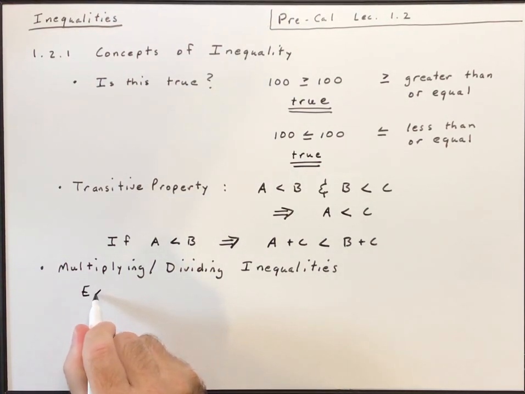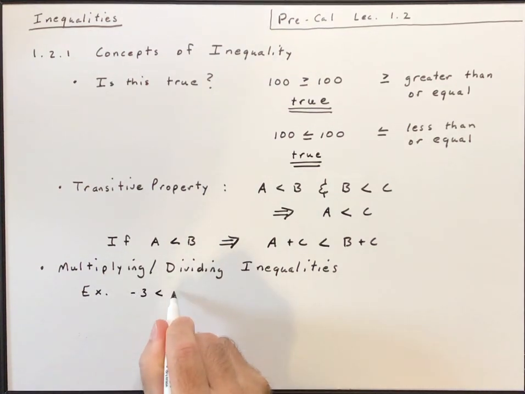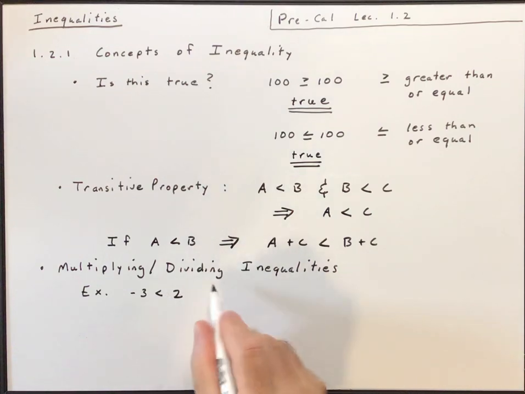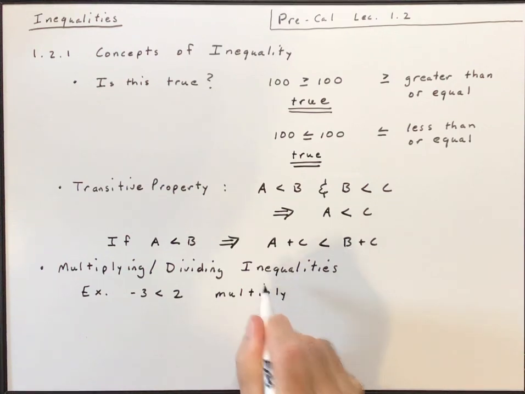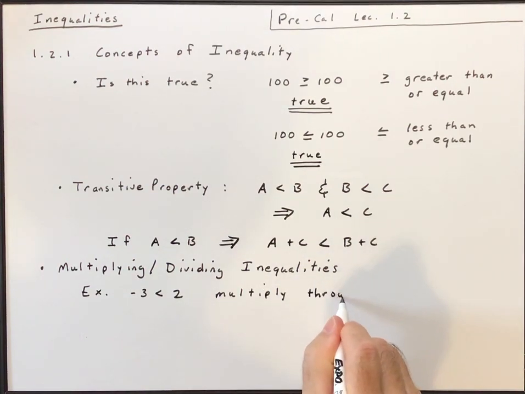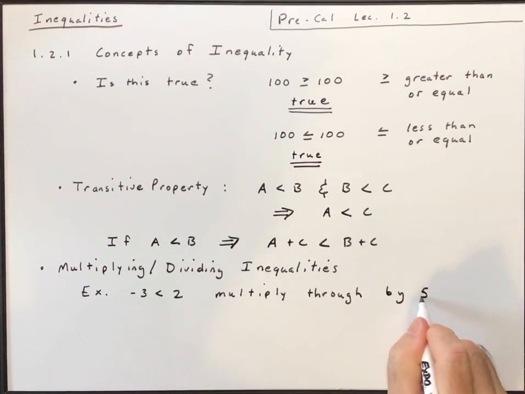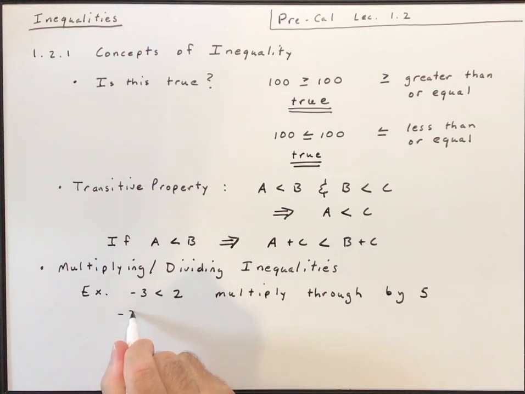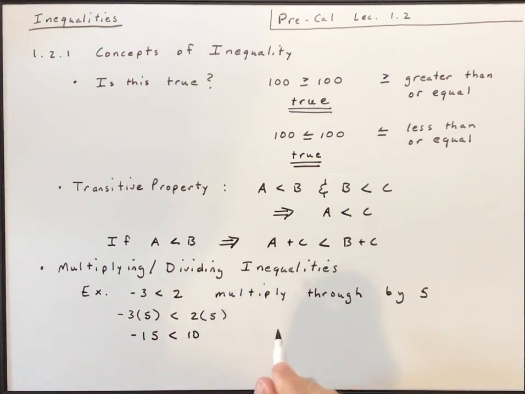So our first example, let's say we have -3 is less than 2, and we want to multiply through, so both sides, by 5. So you'd have -3 times 5 is less than 2 times 5. That's going to be -15 is less than 10. So that is still true.